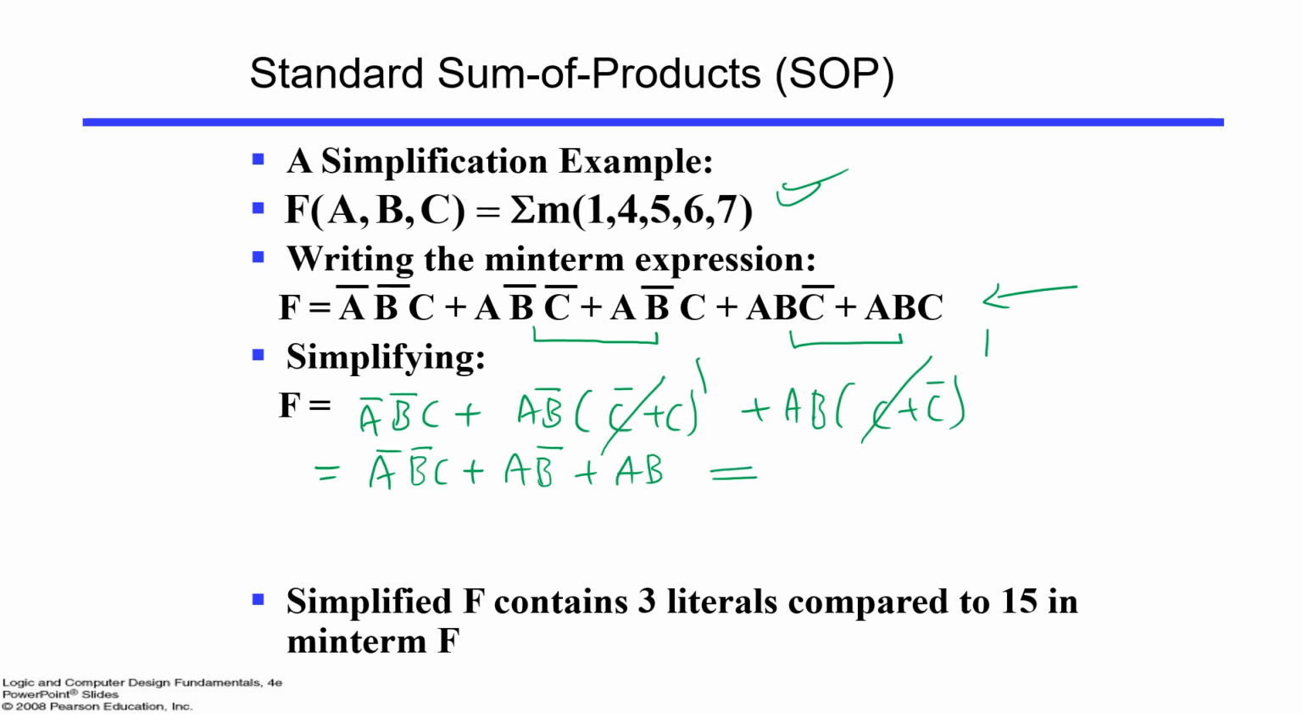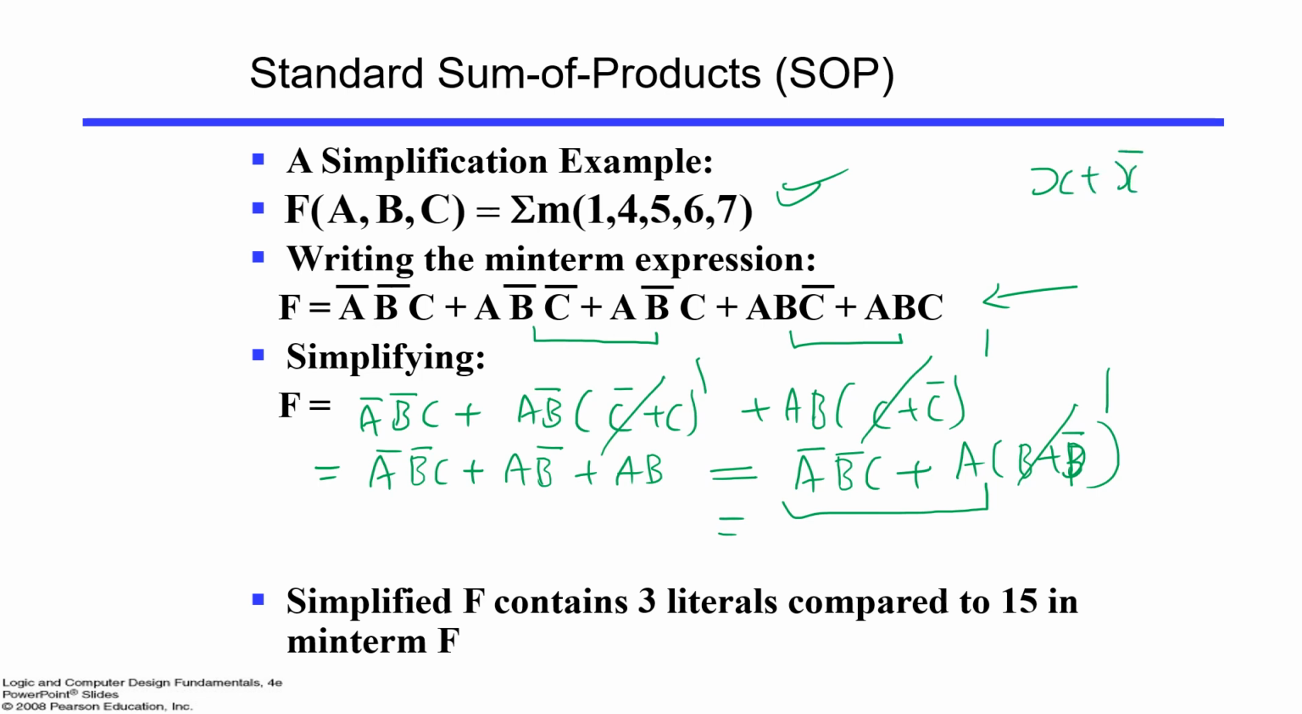Let me write it here. So we will get A bar B bar C plus, if you take A common, we will have B plus B bar. So then this will also become 1. Now look into this expression. Do you remember the formula that we have seen? X plus X bar Y is equal to X plus Y. Can we apply it here? A plus A bar B bar C. So what will it become? A plus B bar C.